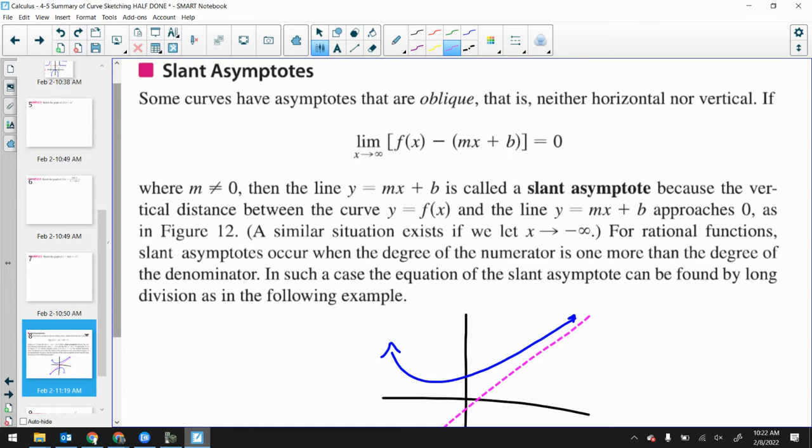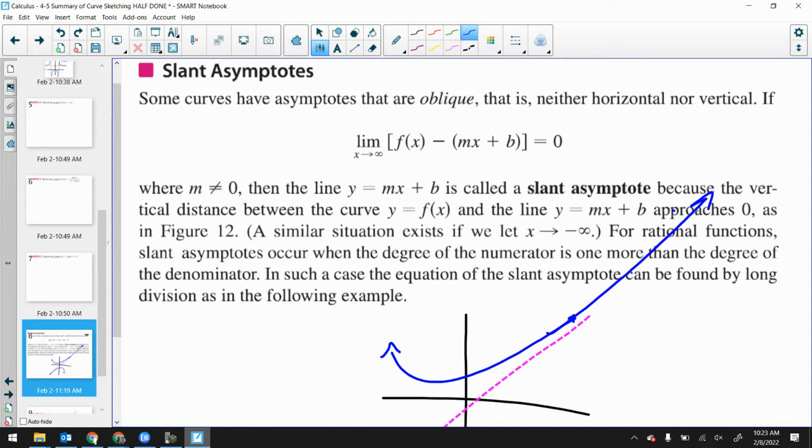If I keep going out further and further to infinity, won't this blue line and this dotted line start to look exactly the same? If I make x really, really big, the function and the asymptote are going to look identical. So that's what we're saying here: the limit as x goes to infinity of f of x minus (mx plus b), the difference between the function and the asymptote, is going to be negligible. It's going to be 0. Okay? So that's basically the definition of a slant asymptote.